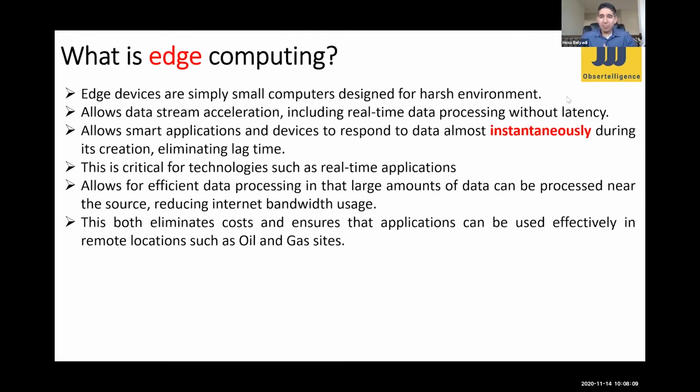So we talked about cloud computing. Now let's talk about edge computing. As I said, clouds are basically the data centers that different companies have, such as Amazon. AWS is a famous cloud provider by Amazon. Azure is a famous cloud provider by Microsoft.